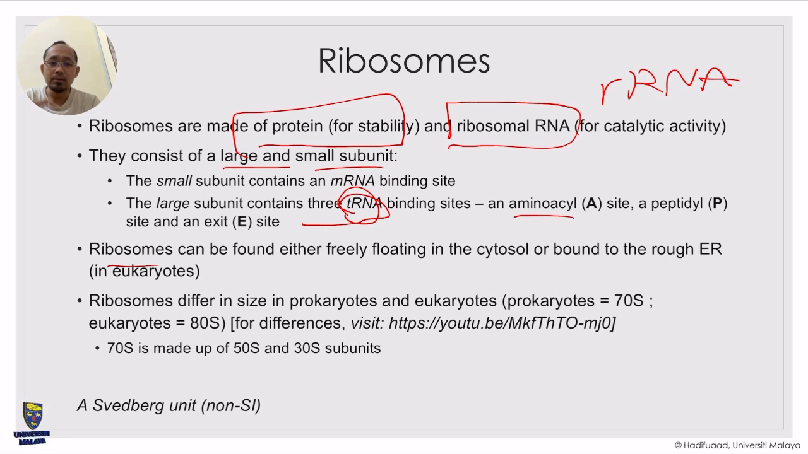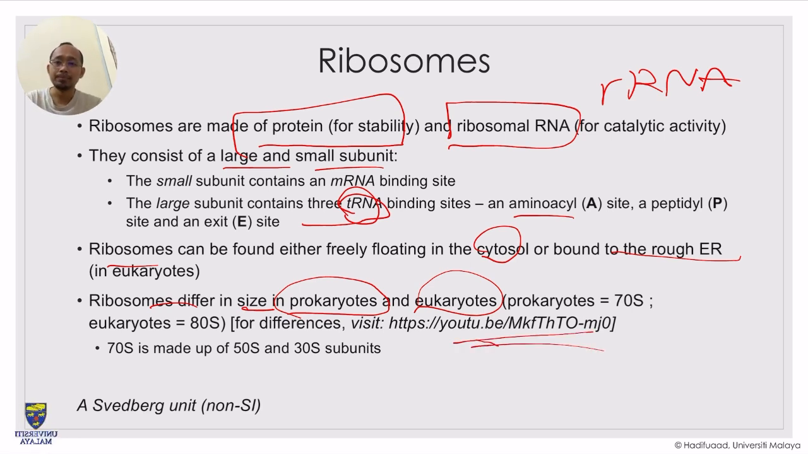So, in principle, ribosomes can be found either freely floating in the cytosol or bound to the endoplasmic reticulum, especially in eukaryotes like us, humans. And ribosomes differ in size in prokaryotes and eukaryotes. In prokaryotes, it's called 70S, while in eukaryotes it's called 80S. Now, this is just a link for you to view on your own free time to see what 80S and 70S mean.